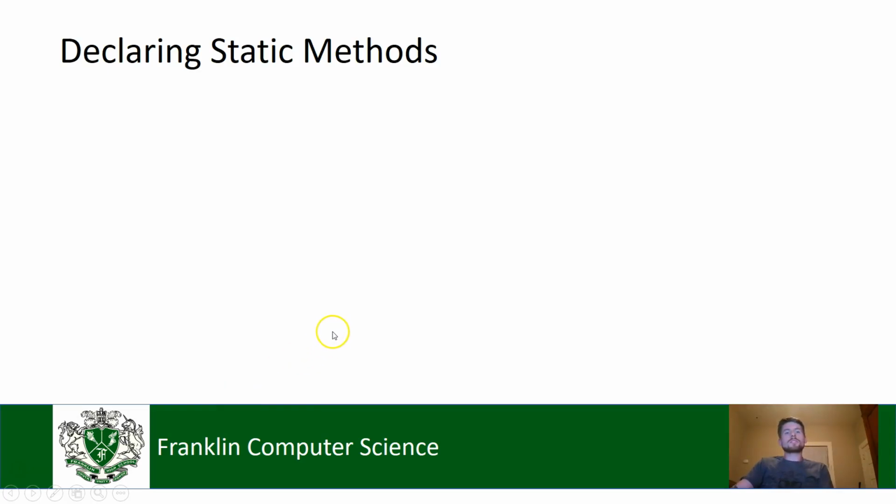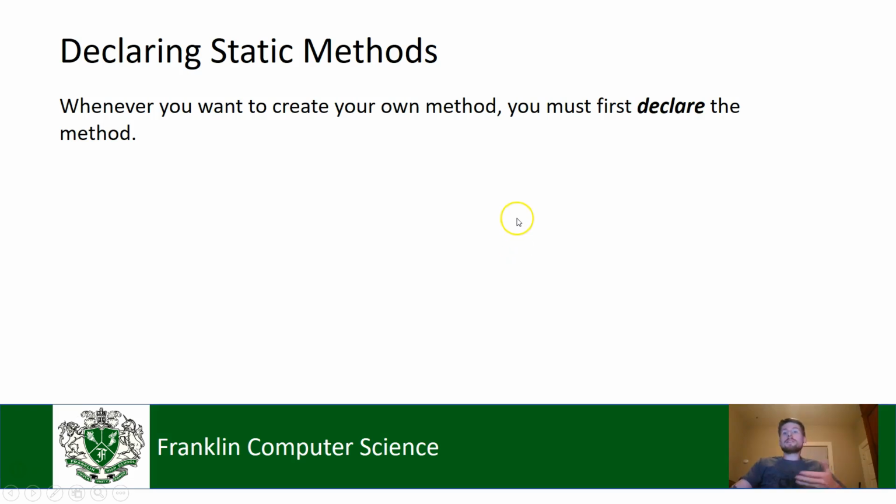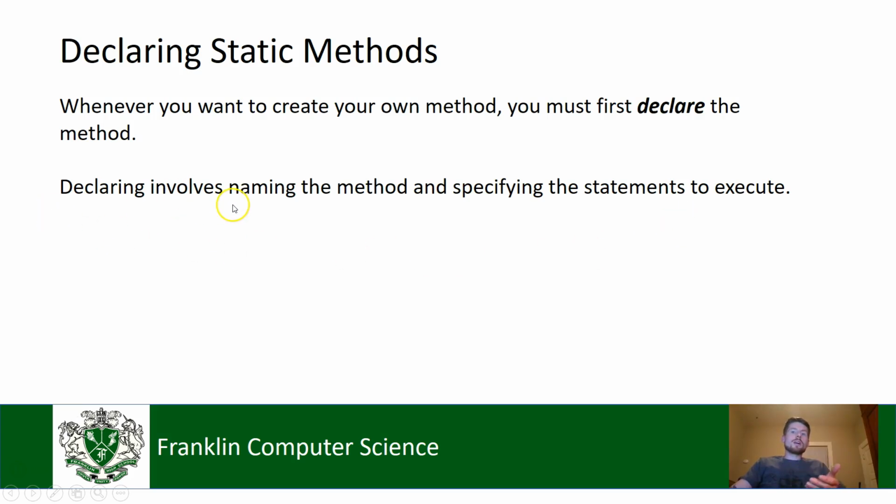Okay, welcome back. So now I'm going to break down again the syntax, the general way of how you declare and call these static methods, and what these words mean. When you want to create your own method, you have to declare it. This word declaring we're going to use for specifying the statements that are going to be inside the method. So when you declare, you have to name it, so that's one piece, and then you also have to say what you're going to run. What's the code that you want to execute whenever you use this method?